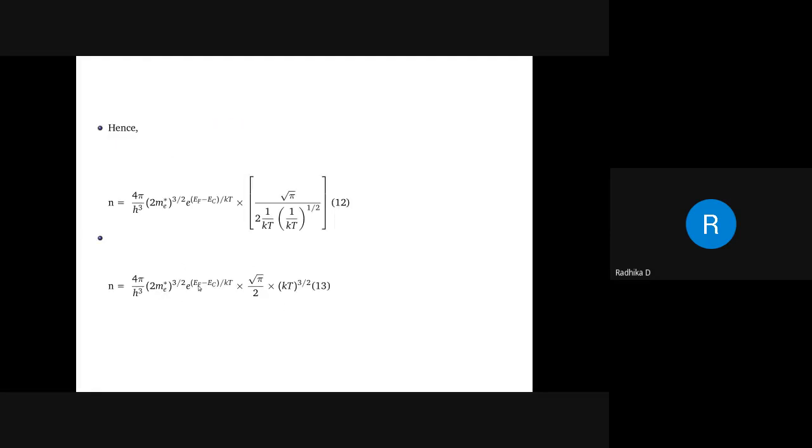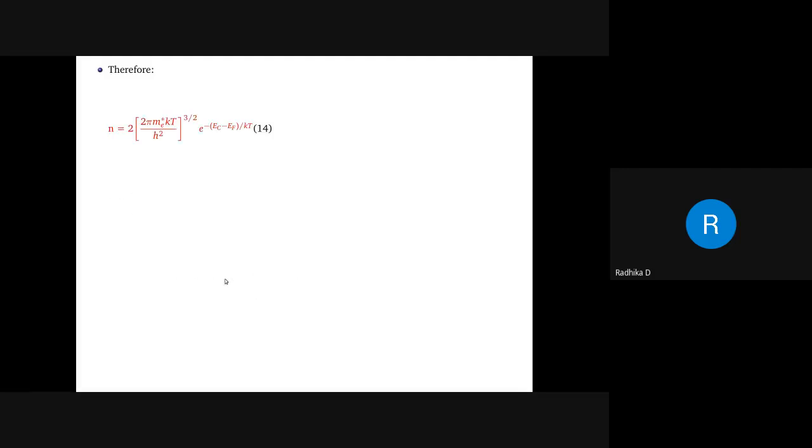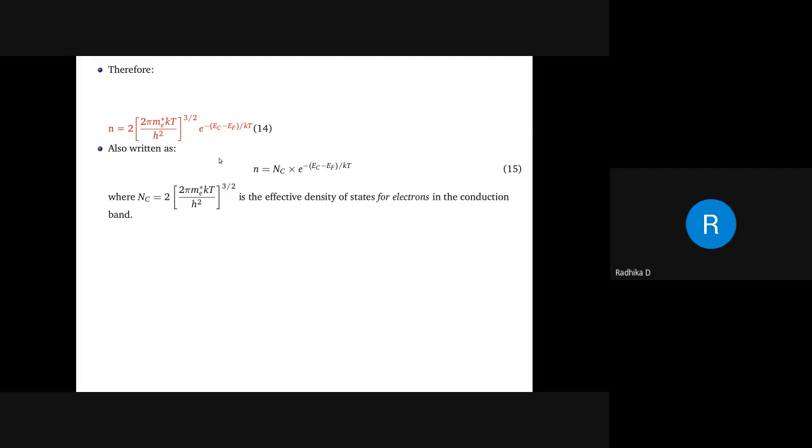It was exponential Ef minus Ec by kt. I can write it in another way, minus of Ec minus Ef by kt. Two different ways of writing. Just move the negative here and there. Now, I can rewrite this in another way. That is, this entire thing is a constant. Can you see? 2 is a constant, pi is a constant, mass is a constant, Boltzmann constant obviously constant, temperature, whatever is the temperature, that is constant. And then Planck's constant is also constant. So this entire 2 into 2 pi m star kt by h square raised to 3 by 2 is a constant.